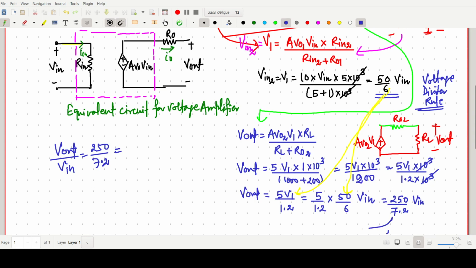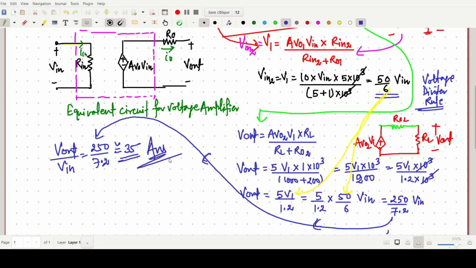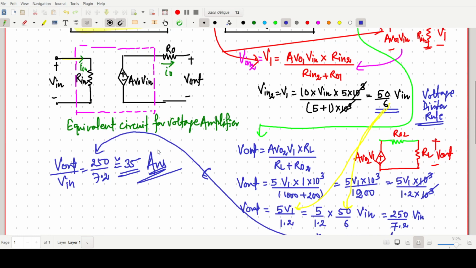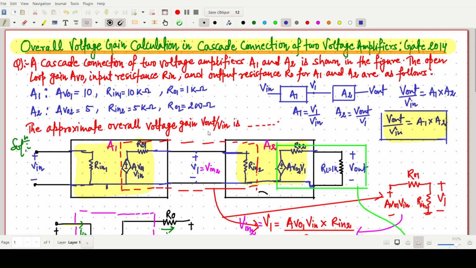Okay, we are just going here. If we divide 250 by 7.2, it will approximately come to 35. We have already calculated, so our overall gain is 35. So the correct answer for this question is that the approximate overall gain will be 35. Okay, so this is all about this question.